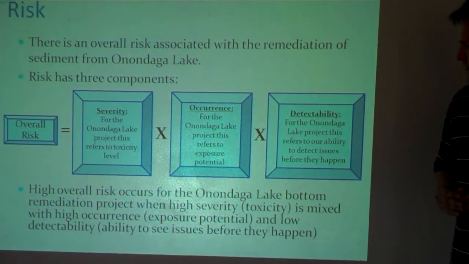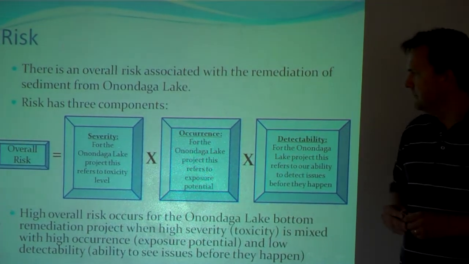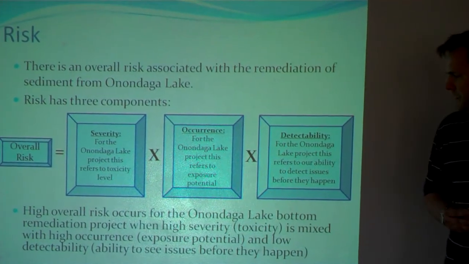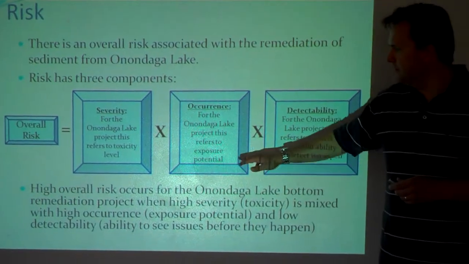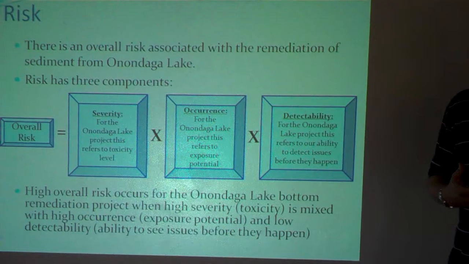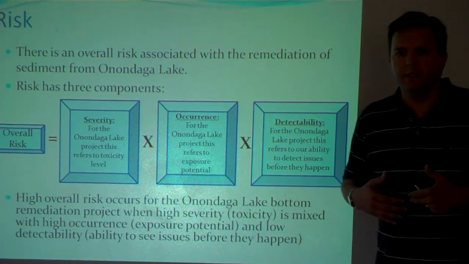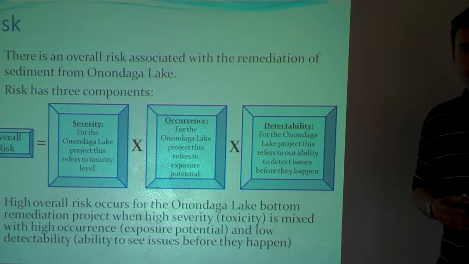Overall, risk occurs for the Onondaga Lake bottom remediation project when high severity, that's high toxicity, is mixed with a high occurrence or exposure potential, meaning that there's a lot of likelihood that this will come in contact with humans or the environment. And we have low detectability, an inability to detect the material before it causes harm.